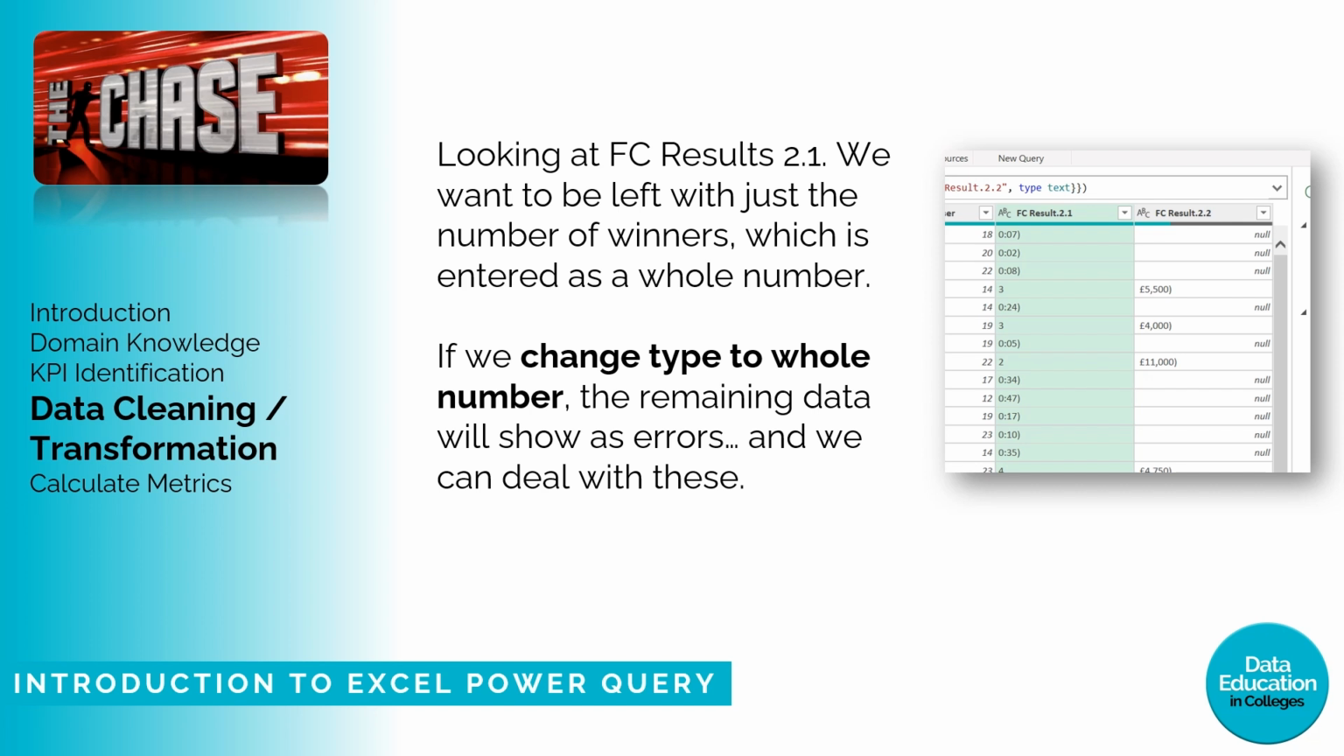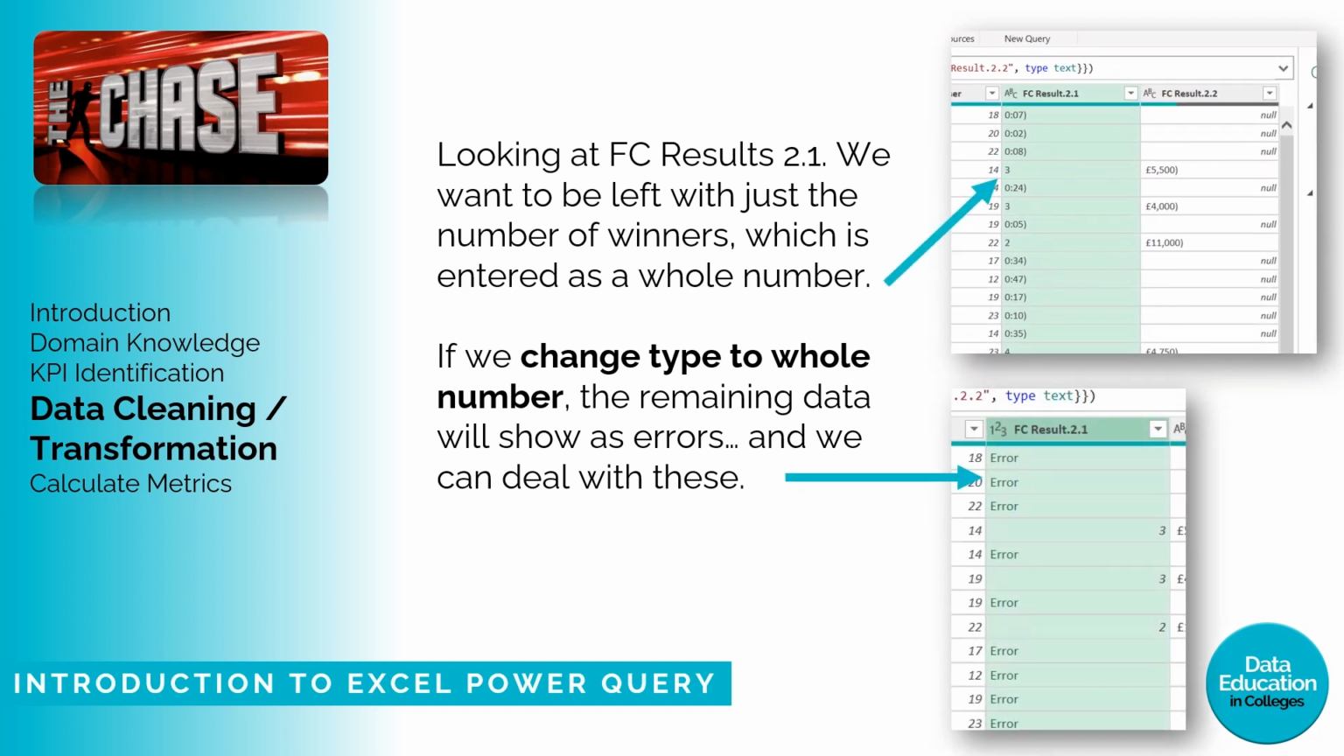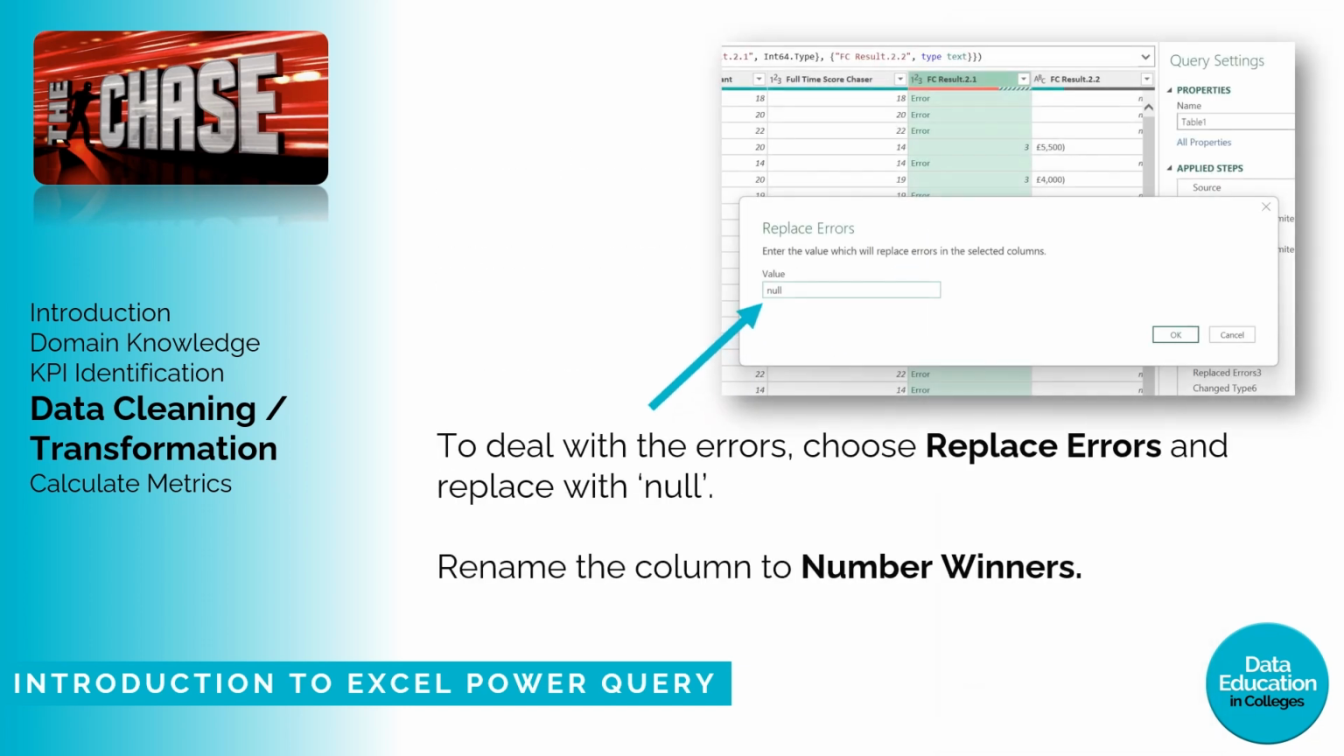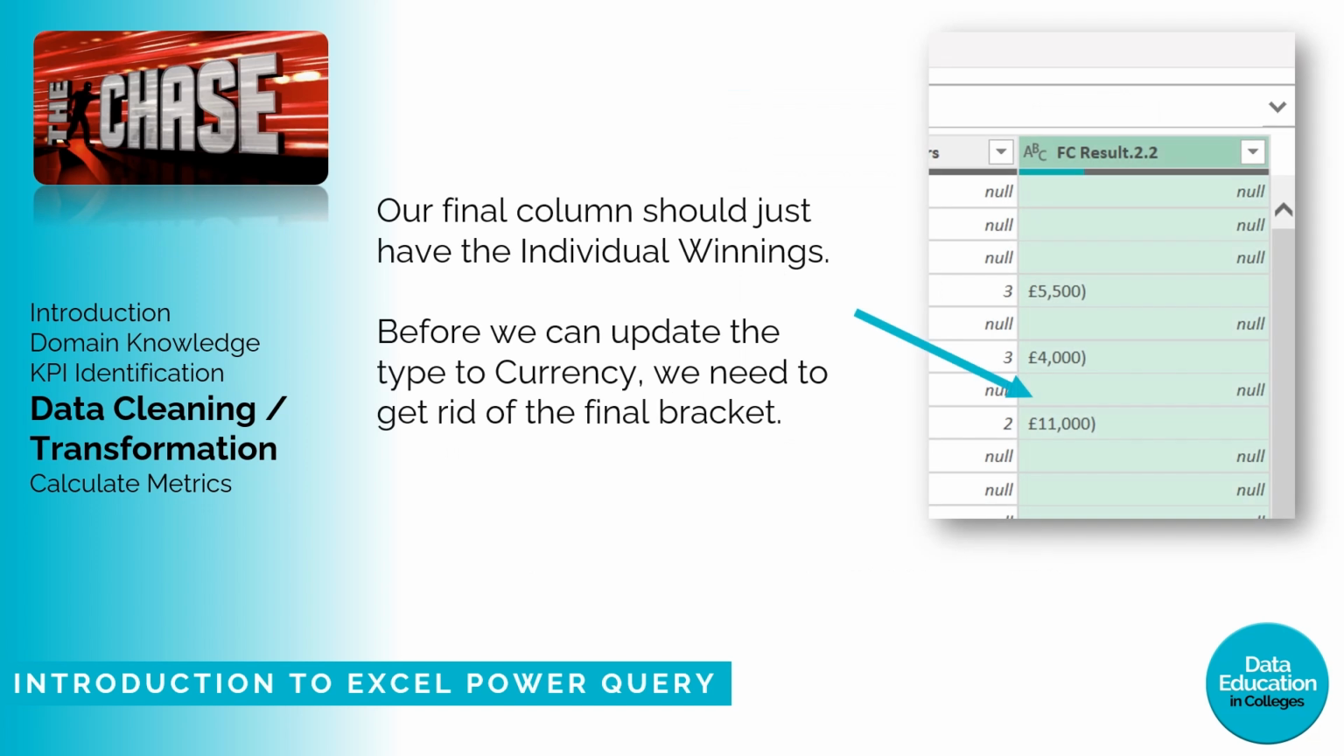So if we change type to whole number, the remaining data is going to show as errors, and we can sort that. We know the errors are actually when the contestants haven't won. So if you go replace errors and replace with null, it'll empty the errors out. You'll see the little red bar at the top disappears as well. That means you haven't got any errors within that column. And then rename that column to number of winners.